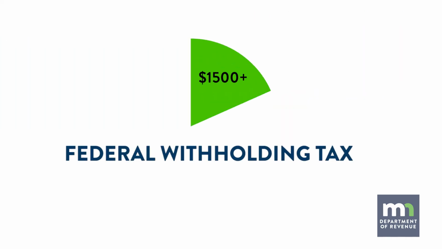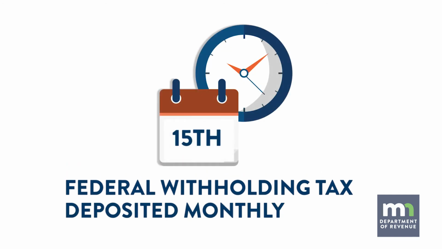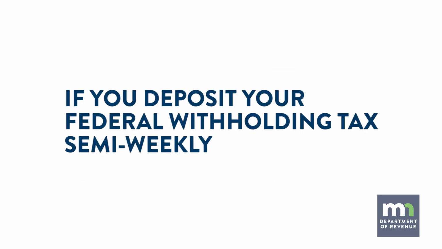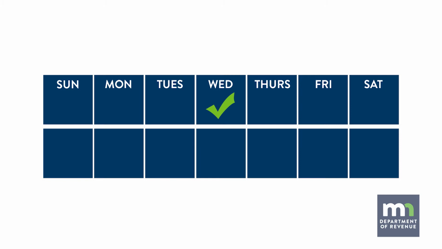If you deposit your federal withholding tax monthly, your Minnesota tax is due by the 15th day of the month that follows the month you withheld the tax. If you deposit your federal withholding tax on a semi-weekly schedule, you're on that same schedule for Minnesota. If your payday is on a Wednesday, Thursday, or Friday, your tax is due on the Wednesday after that payday. If your payday is on a Saturday, Sunday, Monday, or Tuesday, the tax is due the Friday after that payday.